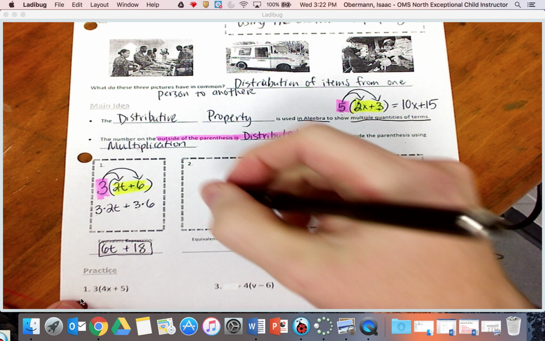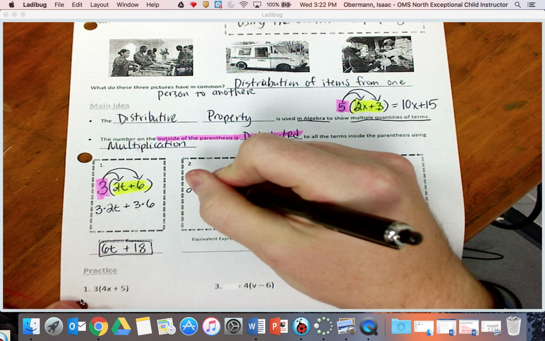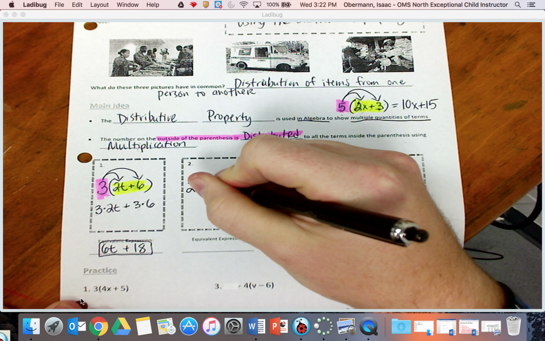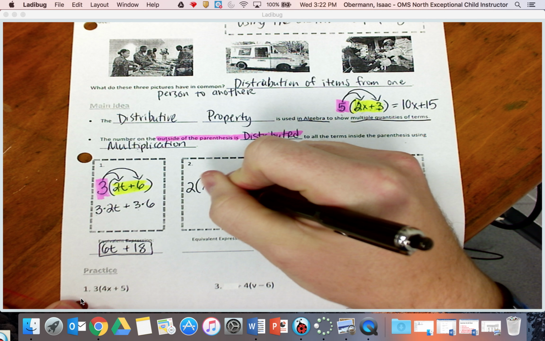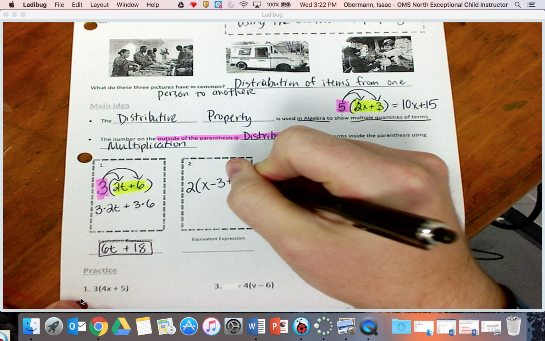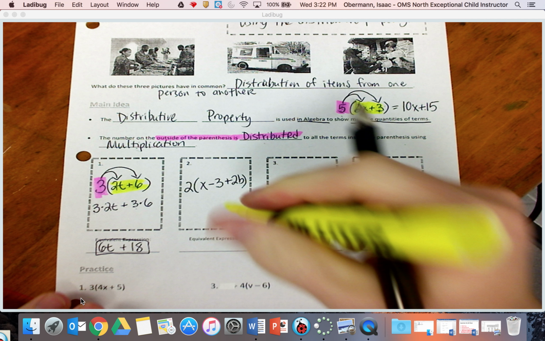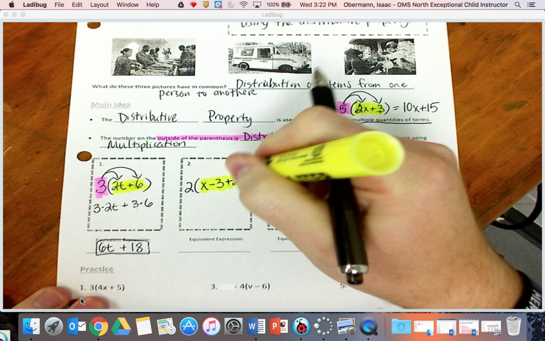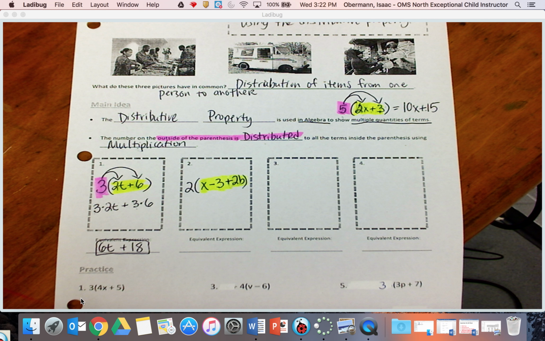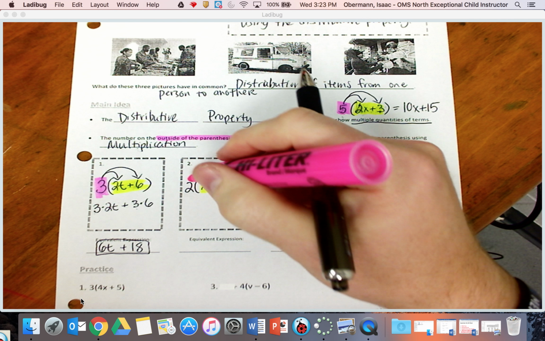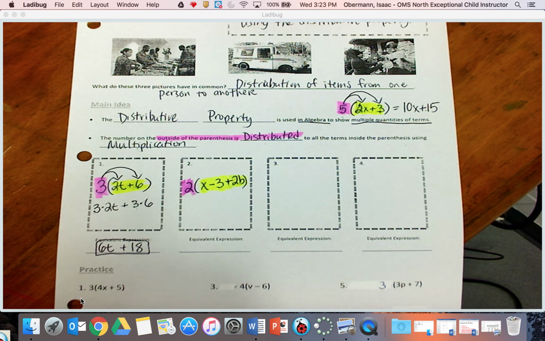If I try another one, okay, well, if I want to do 2 times, and I have this expression, x minus 3 plus 2b. I have 3 numbers now. Do the same thing. Here are my terms. I have 3 terms inside the parentheses. It's already been simplified, and I want to find out what happens when I take 2 of them, when I multiply it by 2 of them.